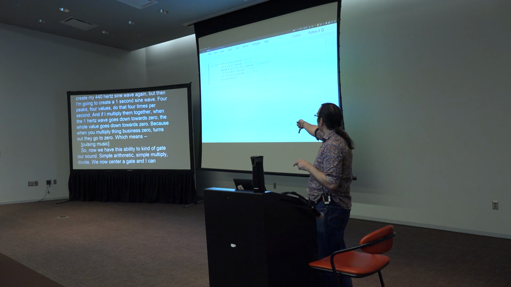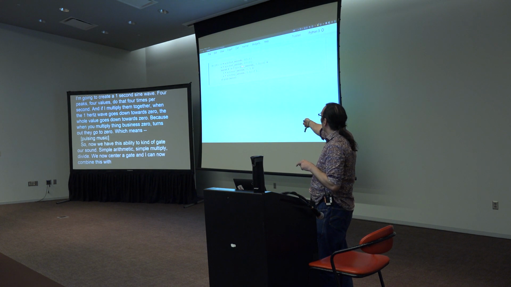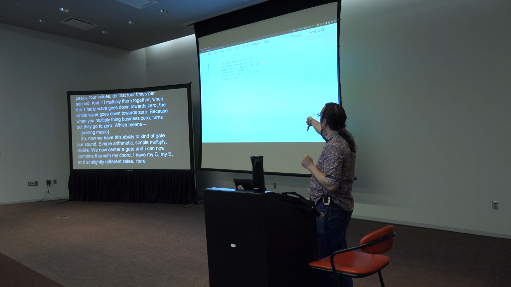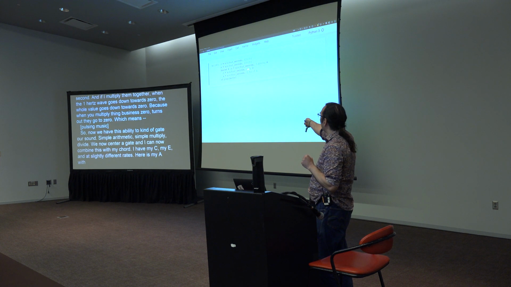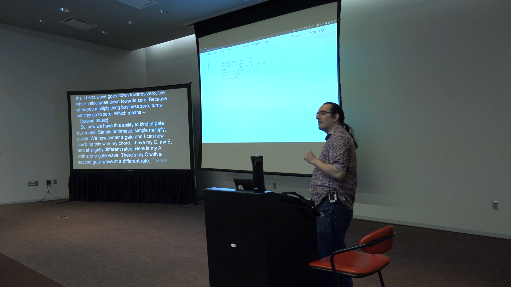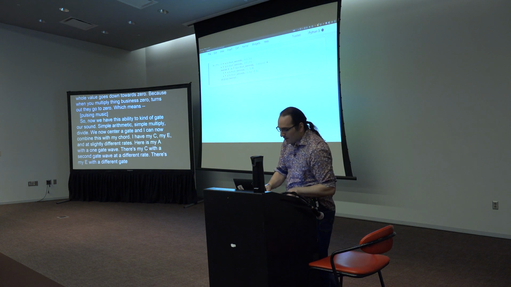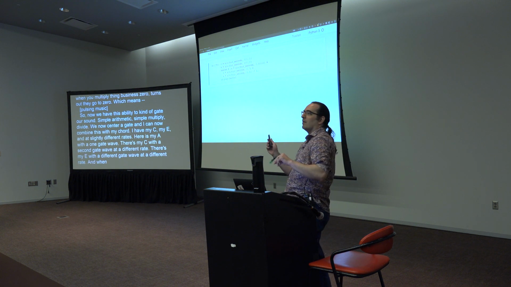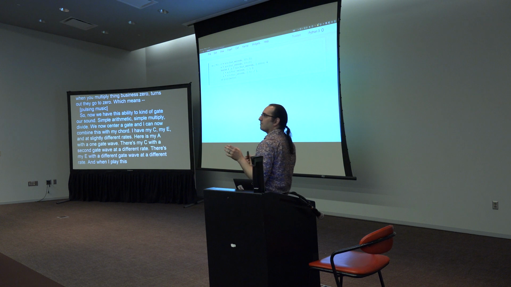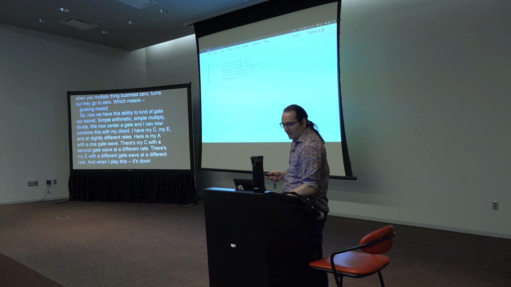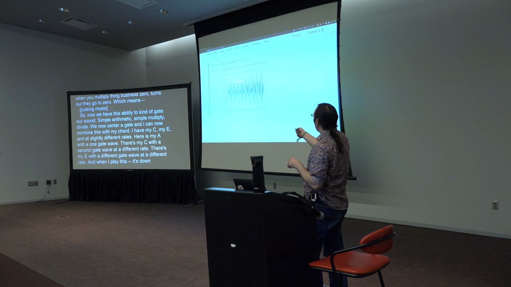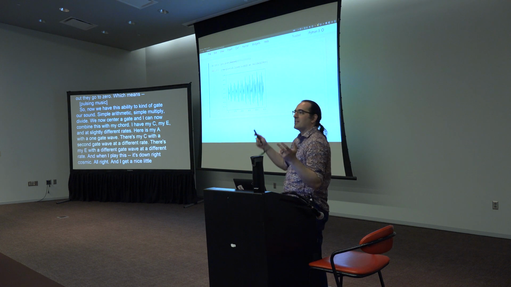Here I'm going to have my A, my C, and my E, and I'm going to have them all go at slightly different rates, right? Here's my A with a gate wave. There's my C with a second gate wave at a different rate. There's my E with a different gate wave at a different rate. And when I play this, it's kind of like cosmic. All right. And I get a nice little pattern you can see. It's always nice to see pictures of sound.